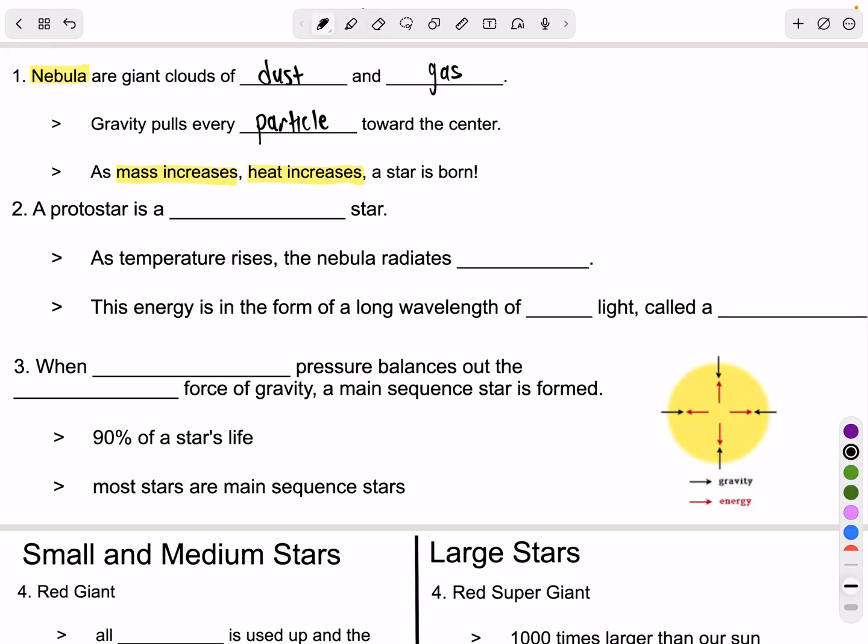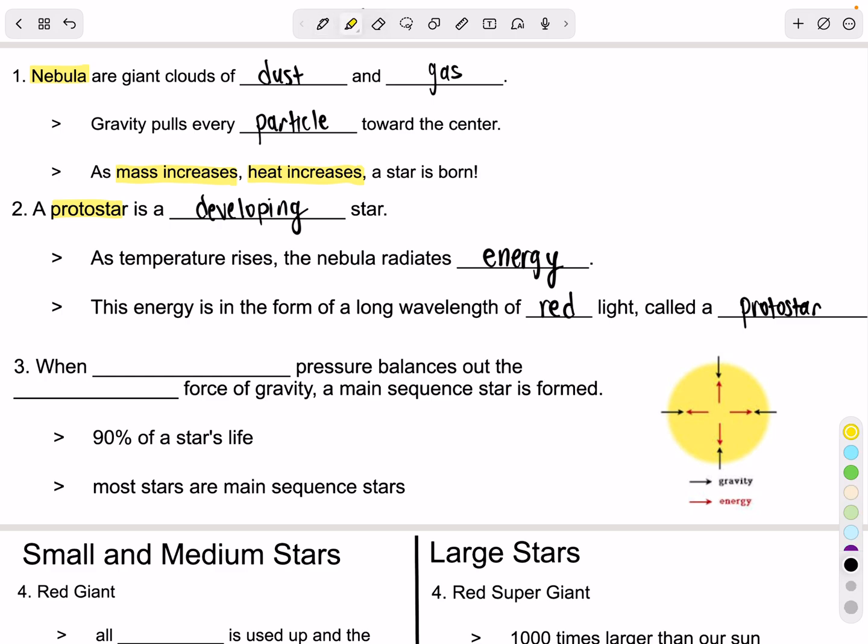And then a protostar is going to be considered a developing star. So it's not going to technically be considered a star yet. This is going to be that second stage. It is a protostar. And as the temperature rises, the nebula is going to radiate energy. This energy is in the form of a really long wavelength. And we know really long wavelengths are considered red. So this long wavelength of red light is called a protostar.